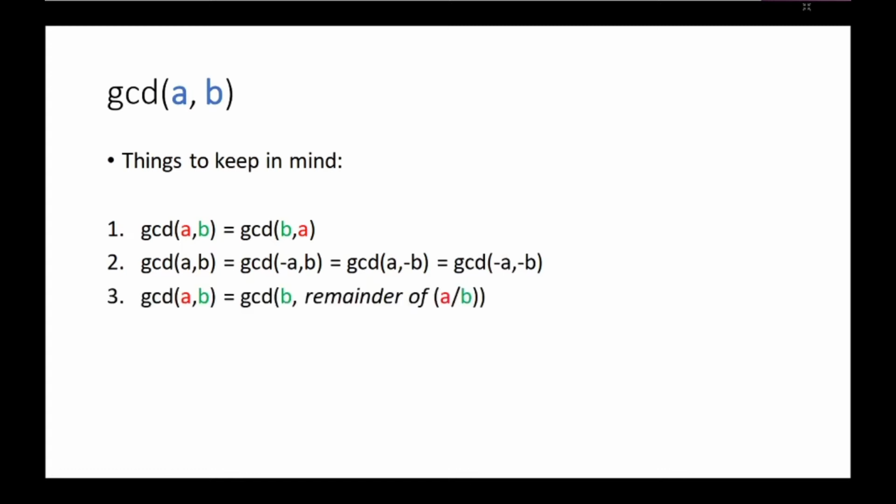Another property is that the GCD of a and b equals the GCD of b and the remainder of a divided by b. If you don't understand this right away, don't worry, we're going to show examples later. And the fourth property is that if you take the GCD of any number and 0, the answer will be the absolute value of that number. So the GCD of a and 0 equals the absolute value of a.